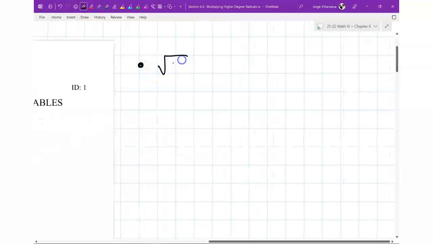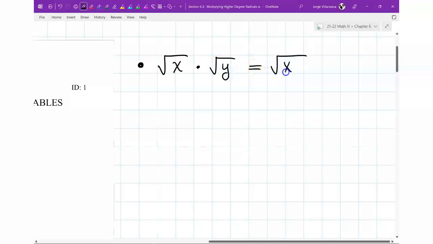When you get radical x times radical y, notice they aren't the same radicals, right? One is an x, one is a y. All you do is multiply them inside. That's all you do. You just put them together, and then from there you simplify as much as you can. This is the whole lesson right here in that little statement.